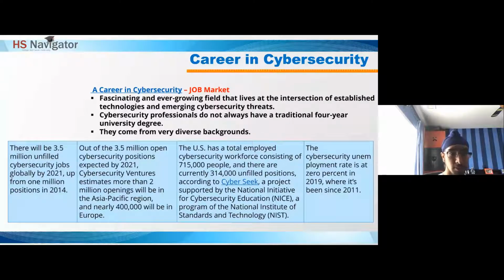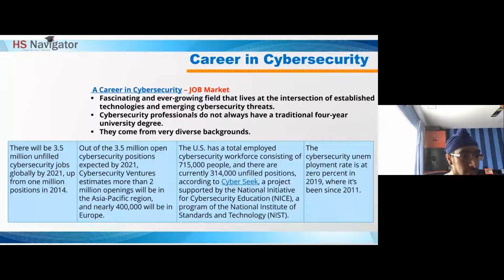Cybersecurity is a fascinating and ever-growing field because more people are using computers than ever. The more people that use computers, the more risks there are, the more people that want to take advantage of them. And it lives at the intersection of established technologies, technologies that have been there for a while, and more threats that are coming up. And cybersecurity professionals don't always have traditional four-year university degrees. They can come from various backgrounds, like trade backgrounds or no degree backgrounds, and still work in cybersecurity.